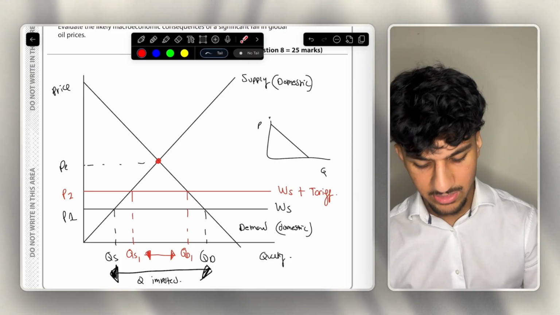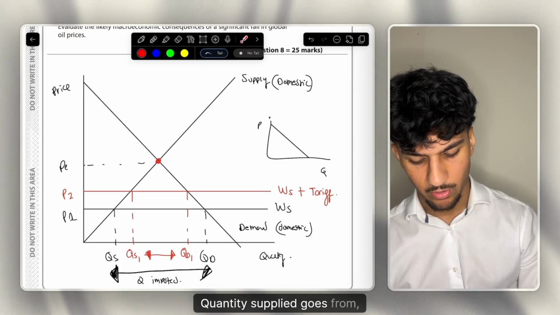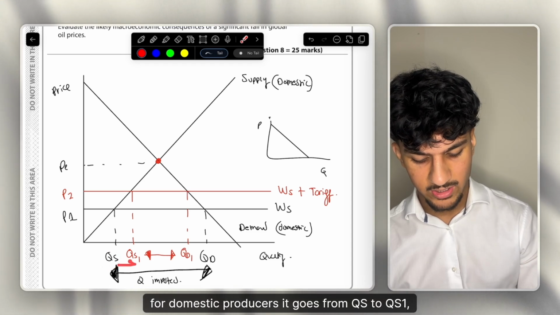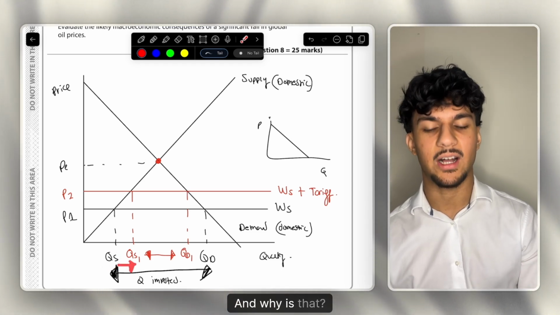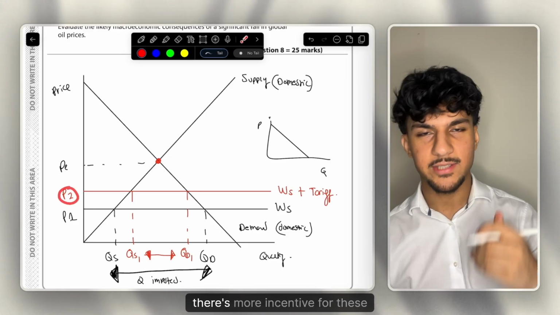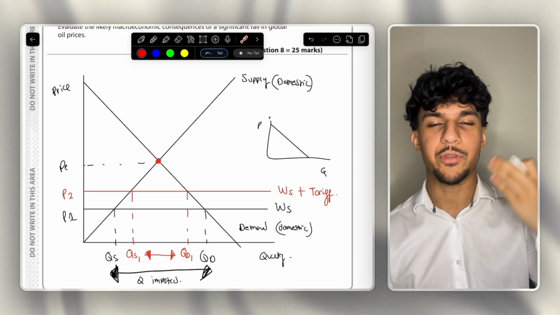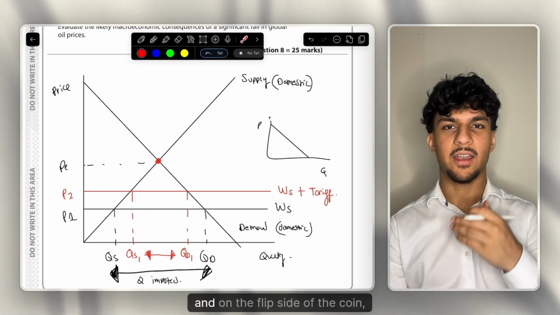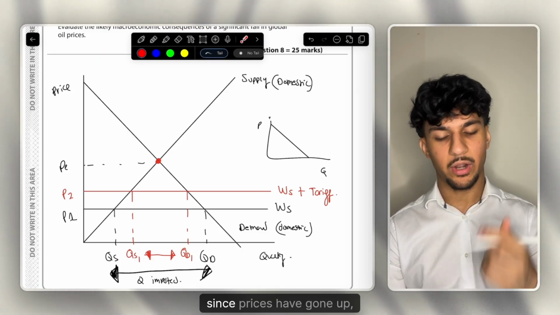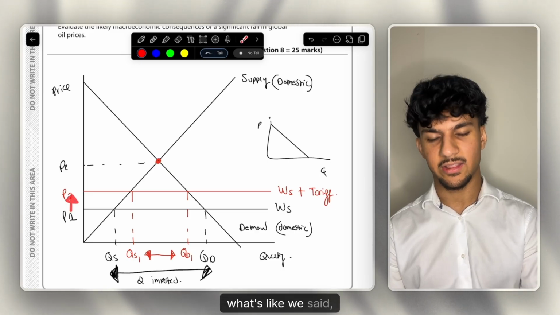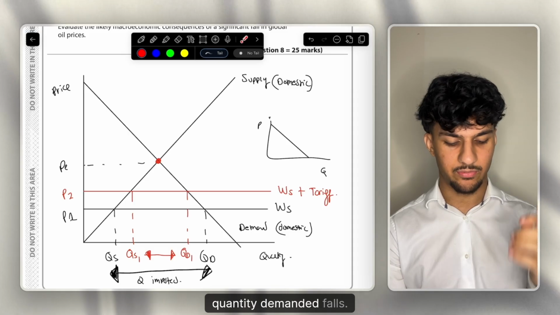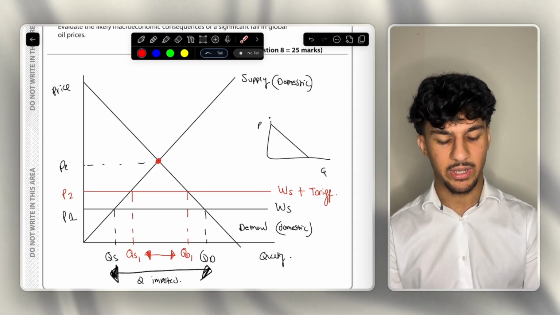Now, quantity supplied for domestic producers goes from QS to QS1, so it increases slightly. And why is that? Since there's a higher price now, there's more incentive for these domestic suppliers to produce. And on the flip side, since prices have gone up, there's an inverse relationship between price and quantity demanded. When prices go up, quantity demanded falls, and that's what we see with consumers.